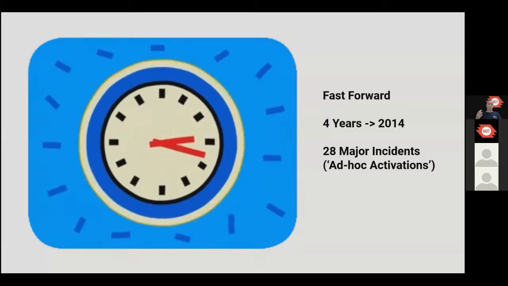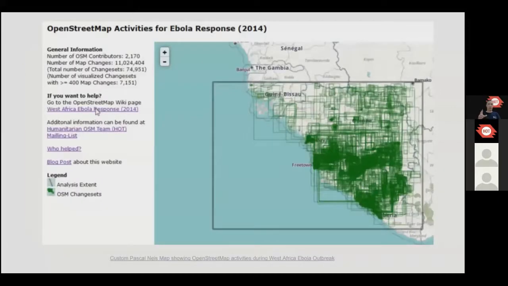This included one response that I'll pause on here, the activation for the Ebola outbreak in West Africa in 2014. This one would actually take our focus for a little over a year. You probably can't really read the stats there if you're on a phone or something, but over 2,000 people contributed to this event. Over 11 million changes to OpenStreetMap were made.